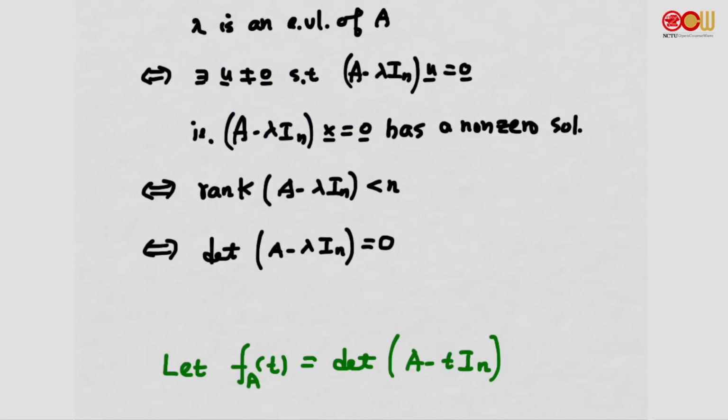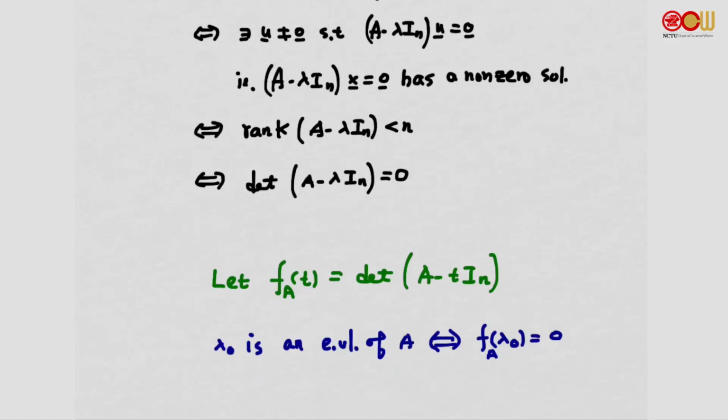So we define the function f_A of t. It is equal to the determinant of A minus t identity. And we have the property that lambda 0 is an eigenvalue of A if and only if this function, when it is evaluated at t equal to lambda 0, is equal to 0. So the function has a zero at lambda 0.